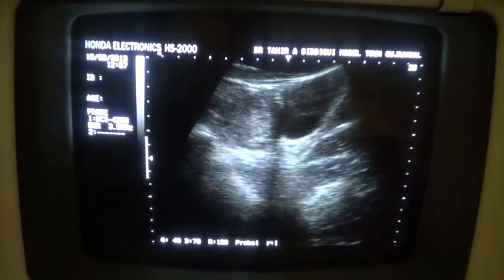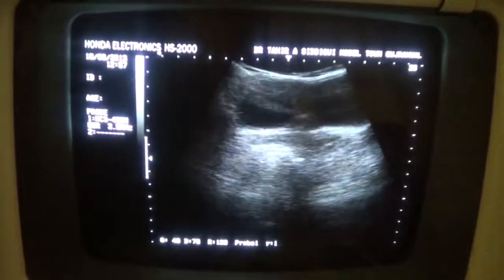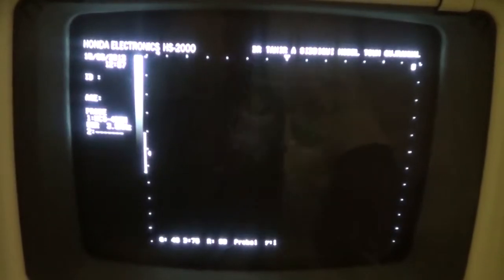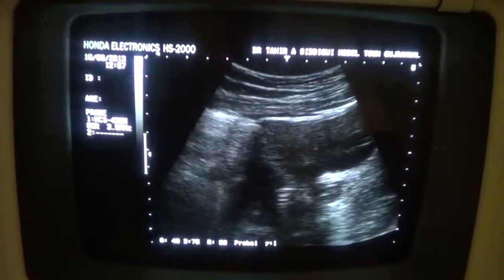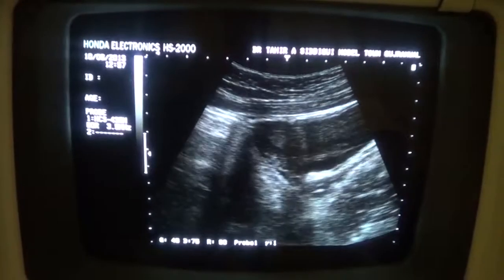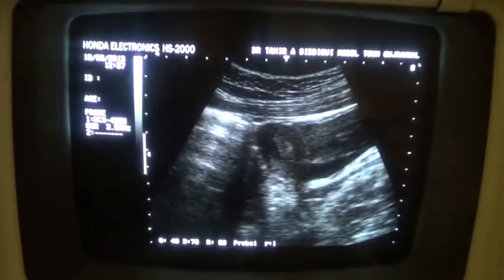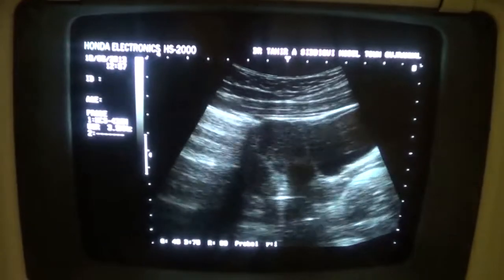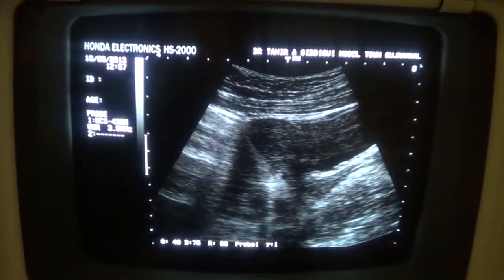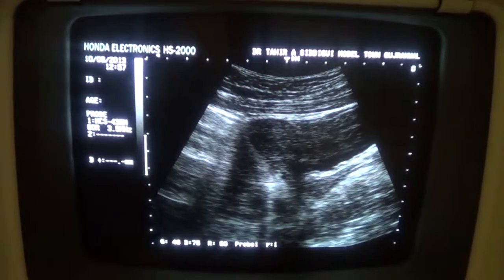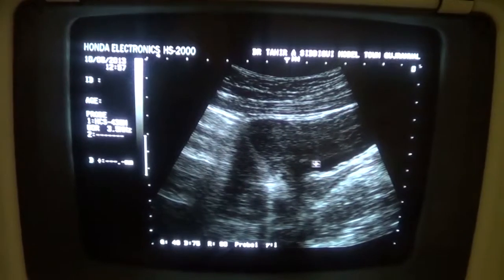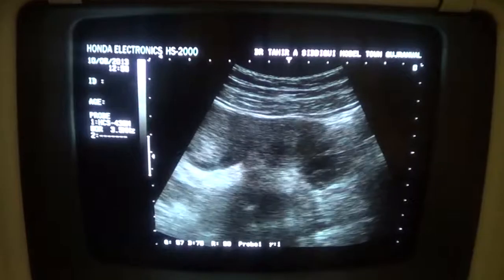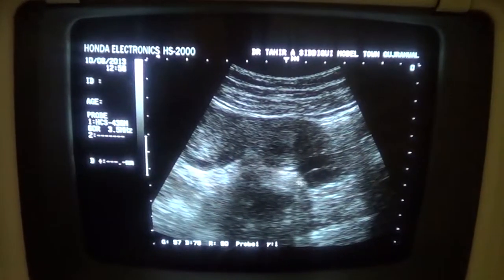Okay, let's bring it to the normal. Here is the uterus. This area is the uterus. This is the cervix. This is the urinary bladder. Transverse section. This is the ovary, the left ovary.